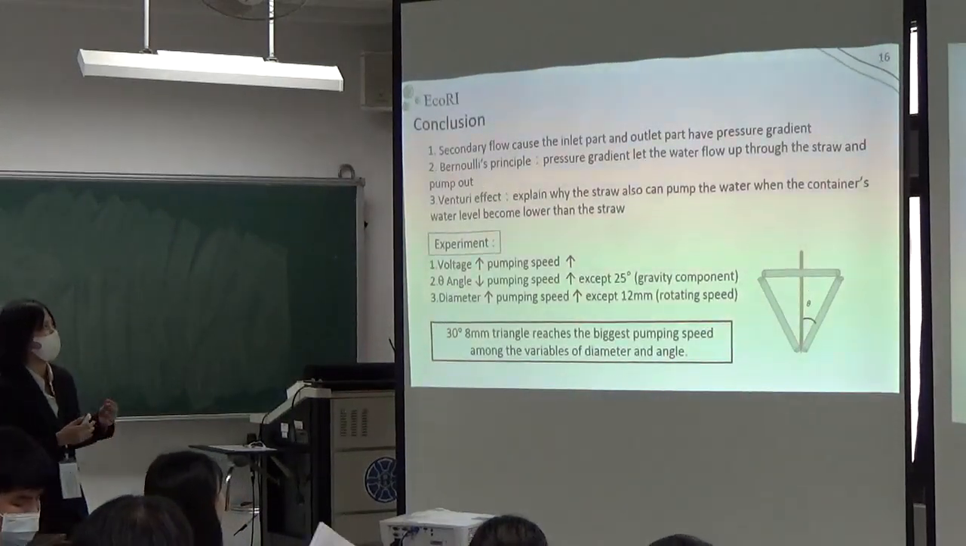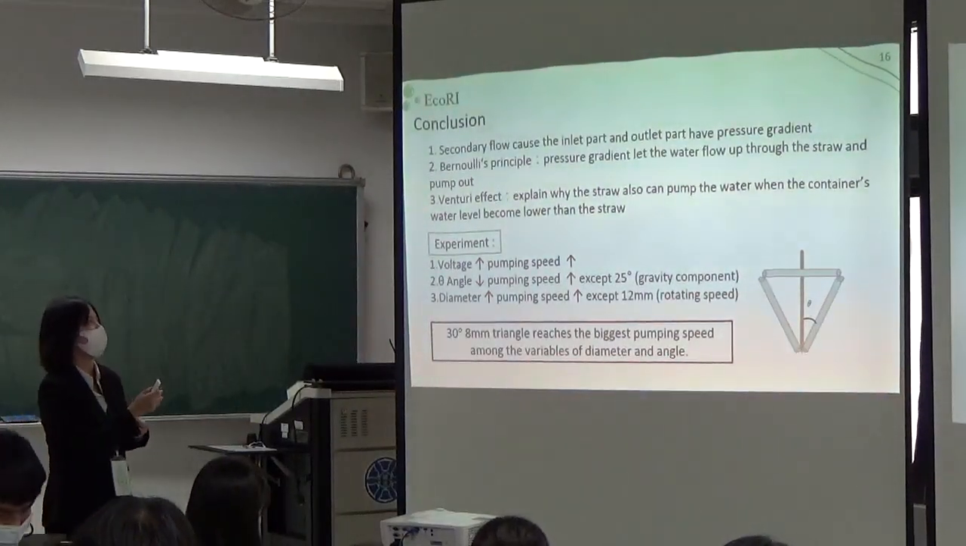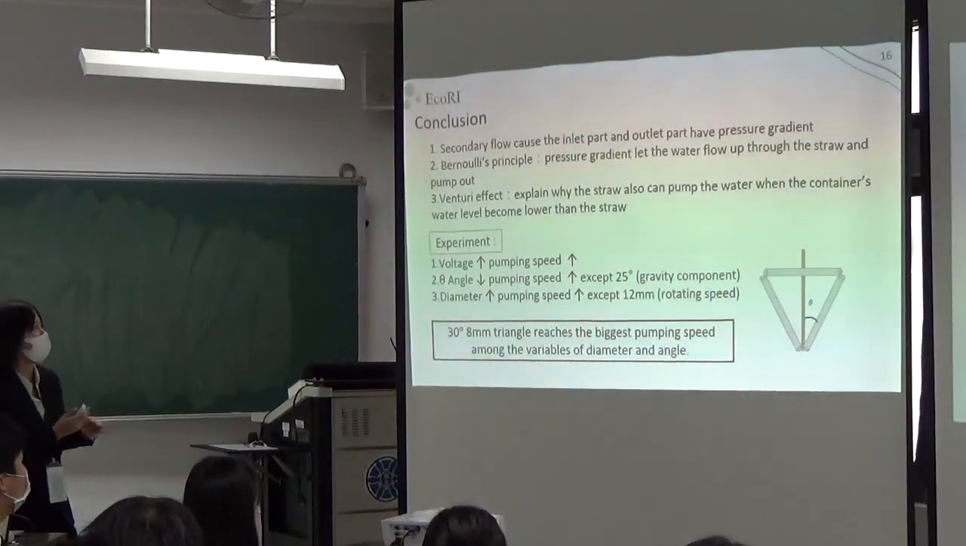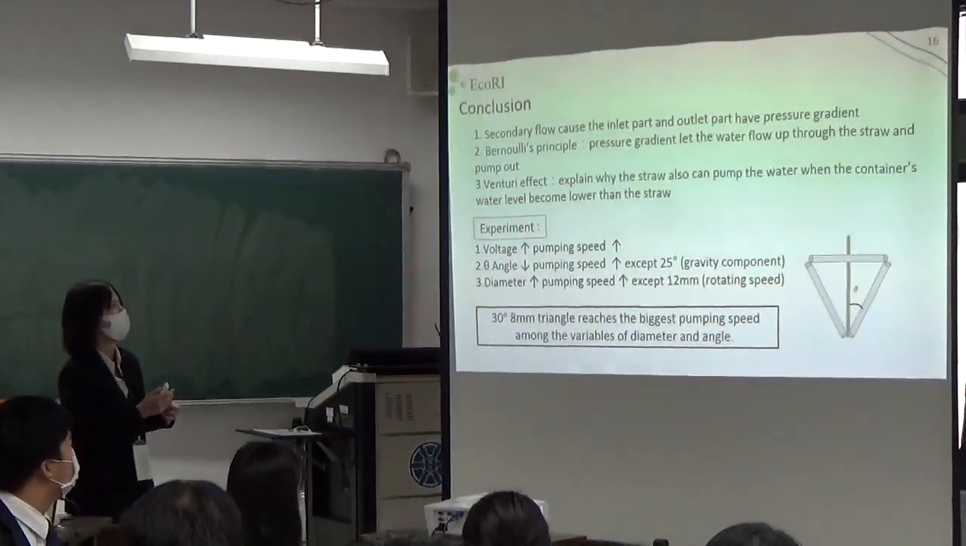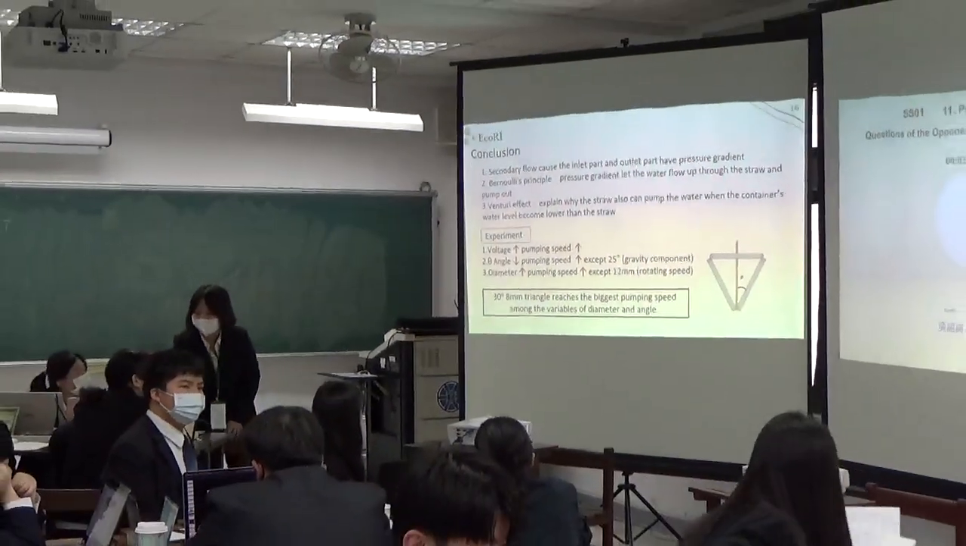Secondary flow causes the inlet part and outlet part to have pressure gradients, and Bernoulli's principle causes the pressure gradient that makes the water flow out through the straw and pump out. And the Venturi effect can explain why the straw can also pump the water out. Any questions from the opponent? Okay, thank you.